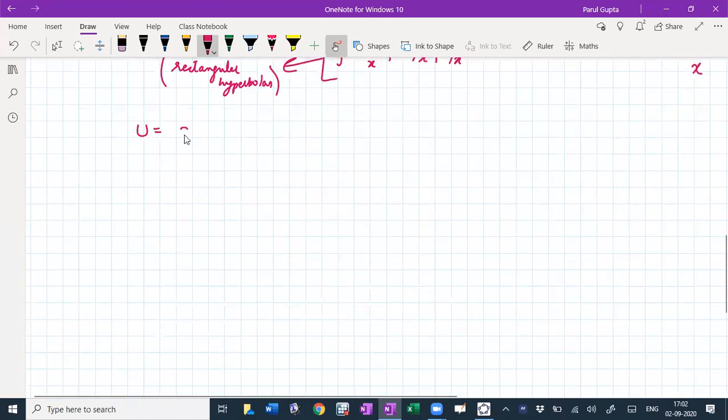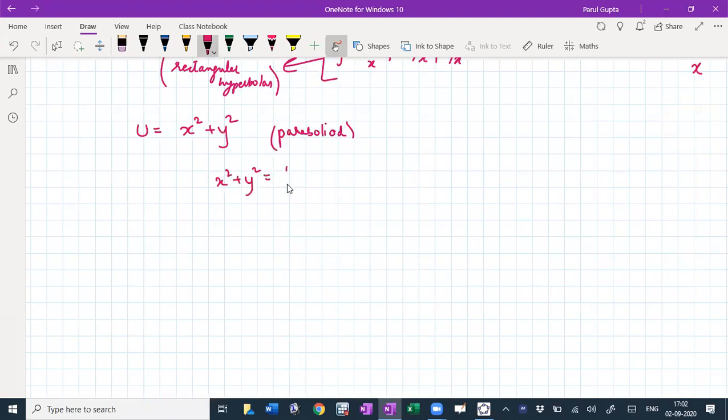Let's look at the other shape that we saw. This is your utility function. In 3 dimensions, this is a paraboloid. I'm not very sure about the spelling, so please just check it. To get your indifference curves, we'll set it equal to k. Let me just take k equal to 2 or something. So I'll get x square plus y square equal to 2, x square plus y square equal to 5, and so on.